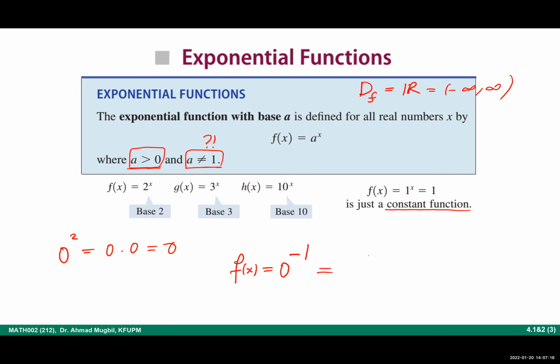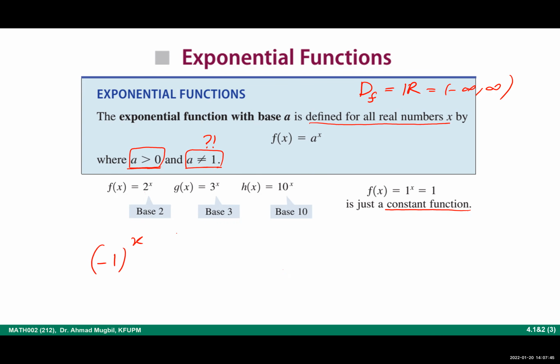What will happen in this case? It will be 1 over 0, which is undefined. So it will not be defined for all real numbers if the base is 0. It will be defined at some, undefined at others. So it will not be an exponential function. Similarly, what about if the base is negative? Think about, for example, negative 1. What will happen if it is negative 1 to the power x?